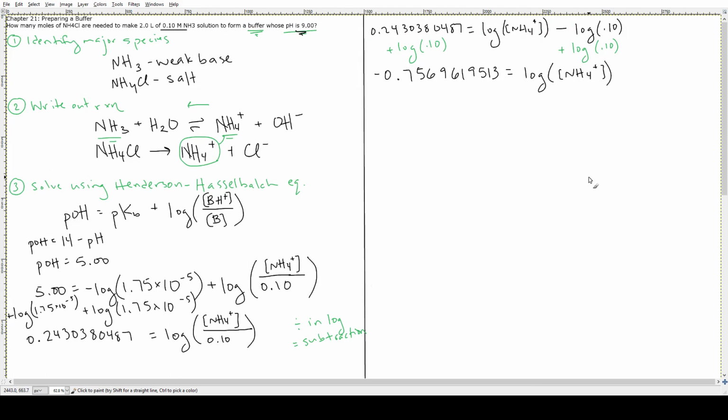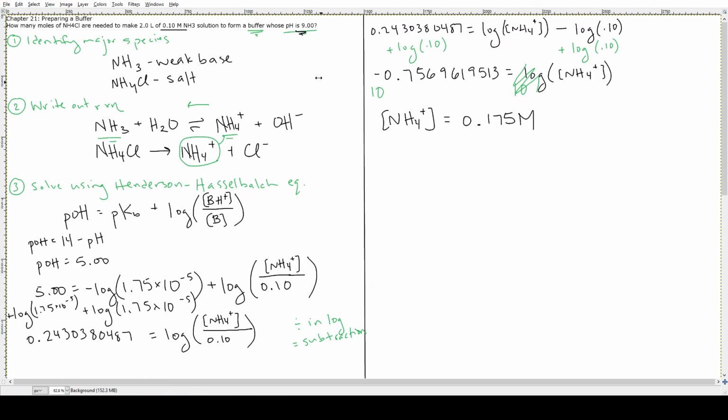All right, how do we get rid of logs? Well, we know this is log base 10. If they don't write the base and it's a log, that means it's log base 10. So I can use 10 to cancel those out. So you actually end up with your answer this way. The concentration of ammonium ions that we want to have added to the solution is equal to 10 to the negative 0.756 and so on. You end up with 0.175 molarity.